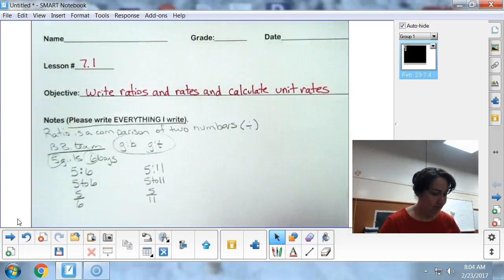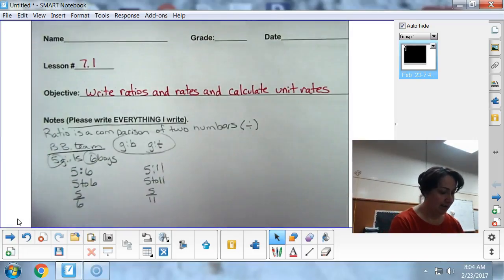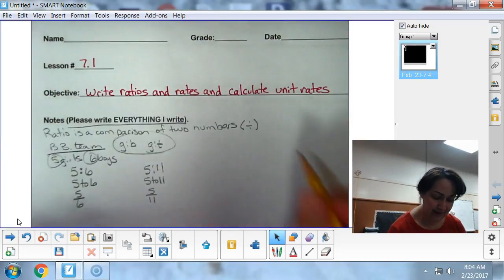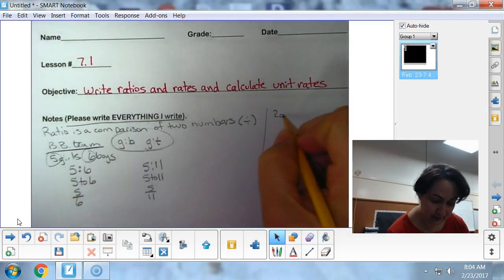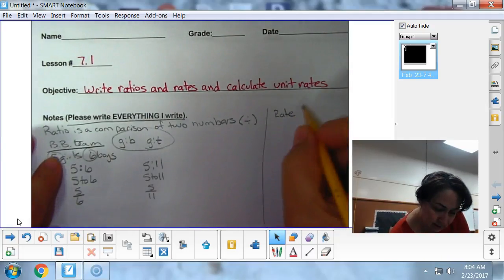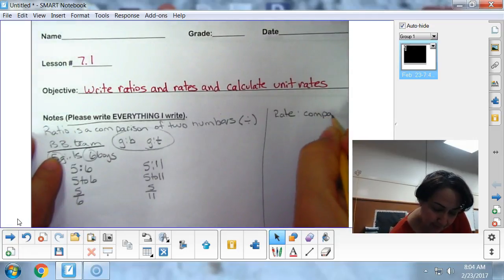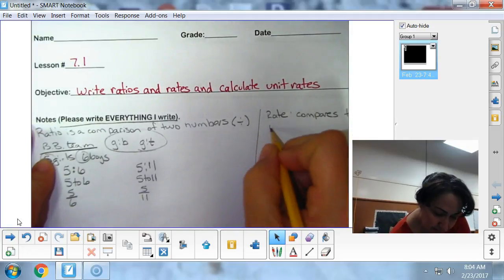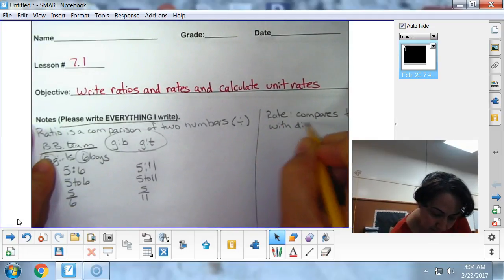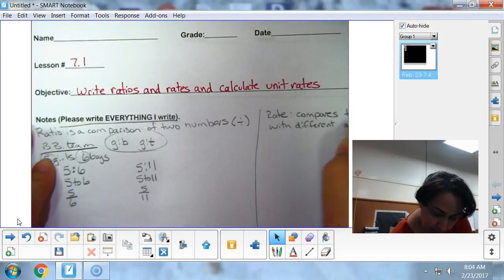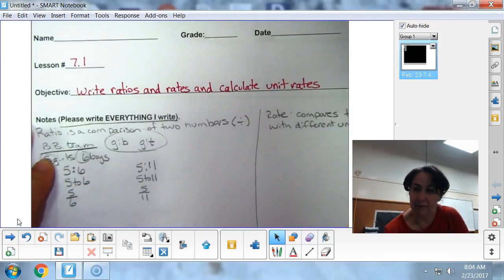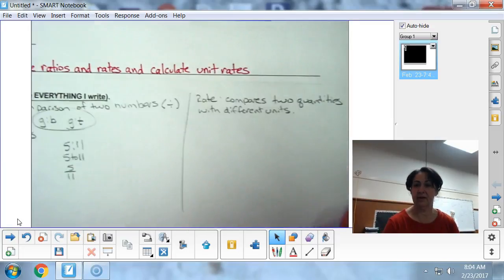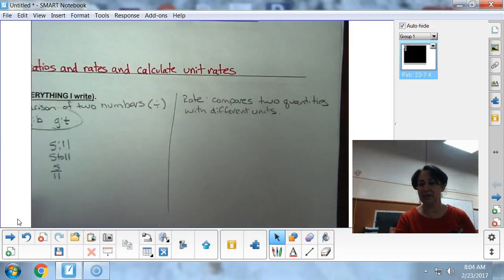The other thing that we could be asked for is a rate. Okay, and a rate is a little bit different. A rate compares 2 quantities again with different units. Oops, you can't see that. I apologize for that. So rates compare 2 quantities with different units.